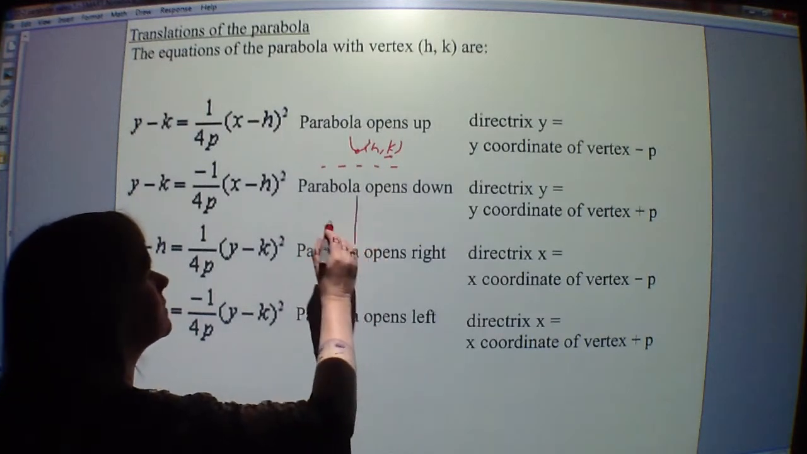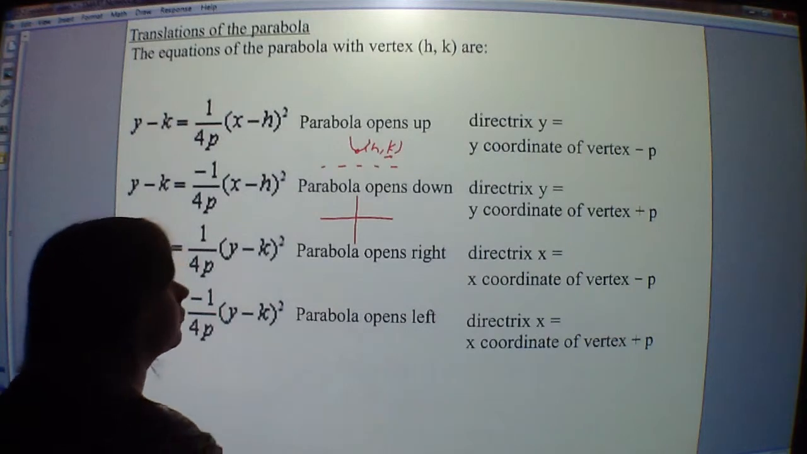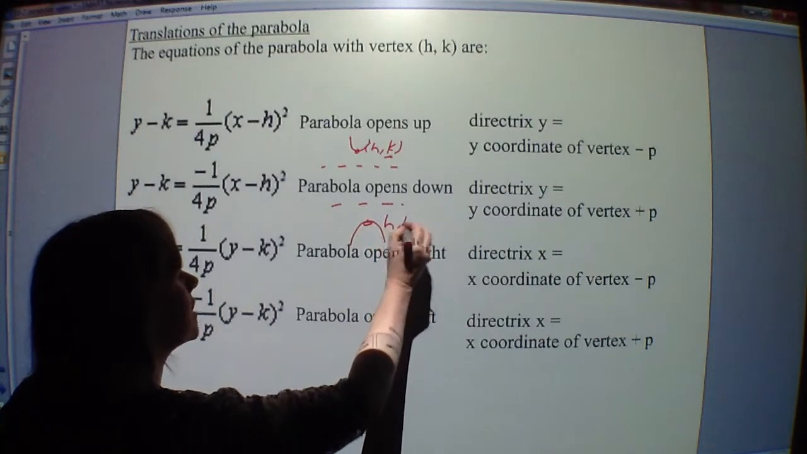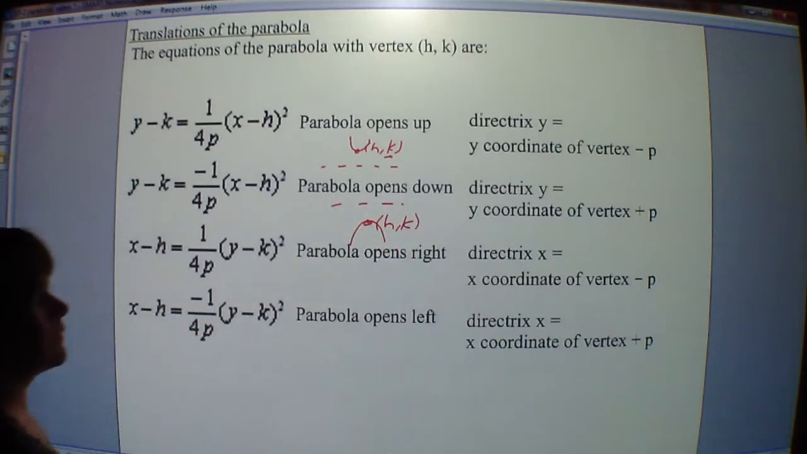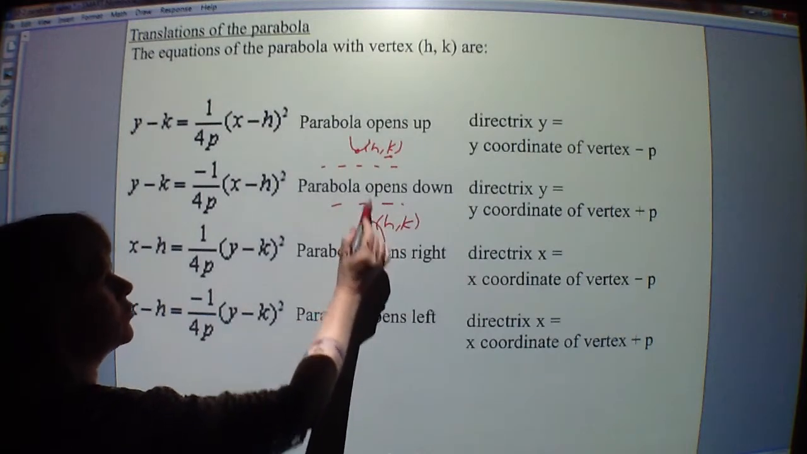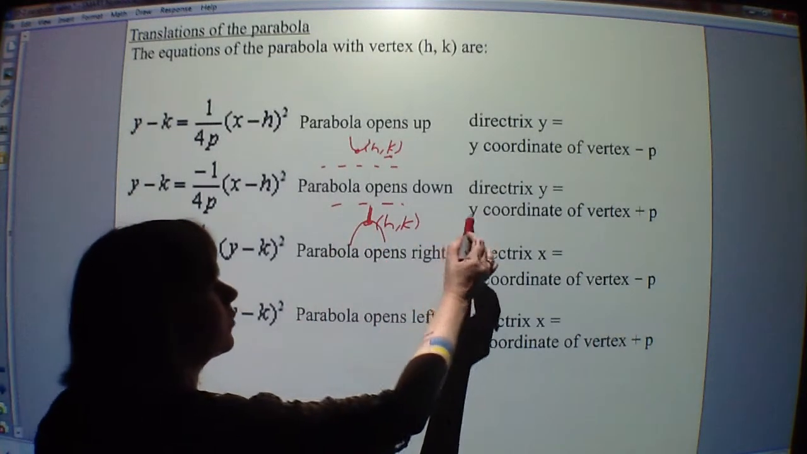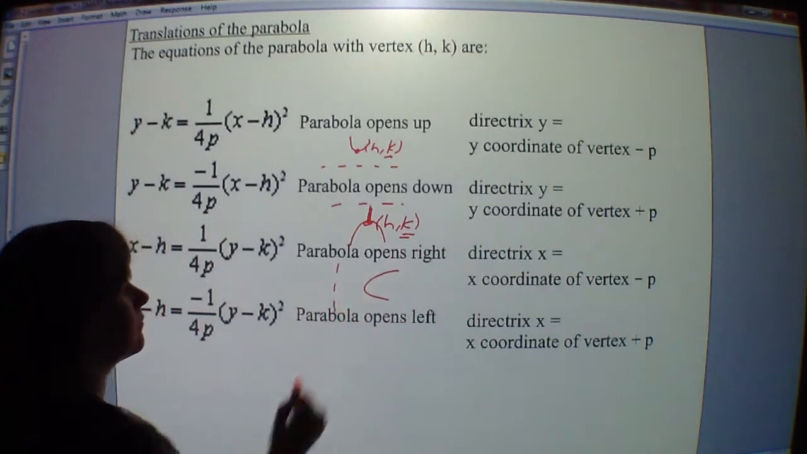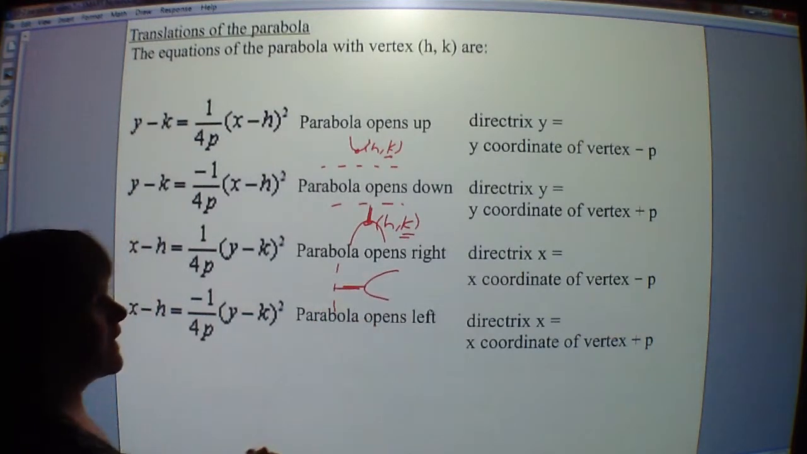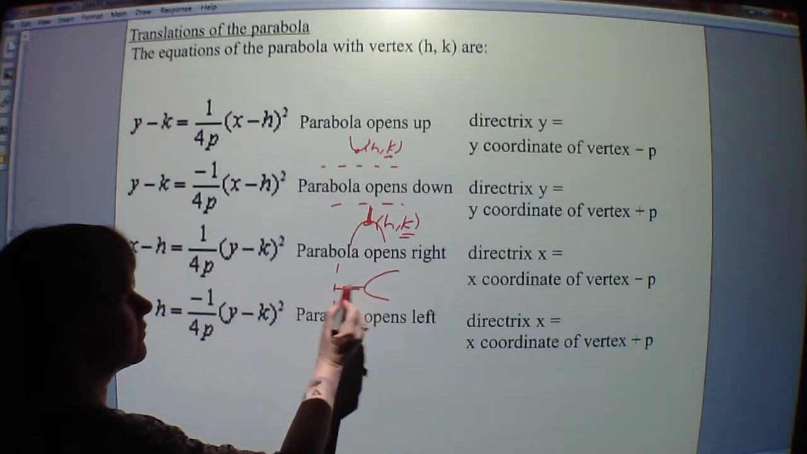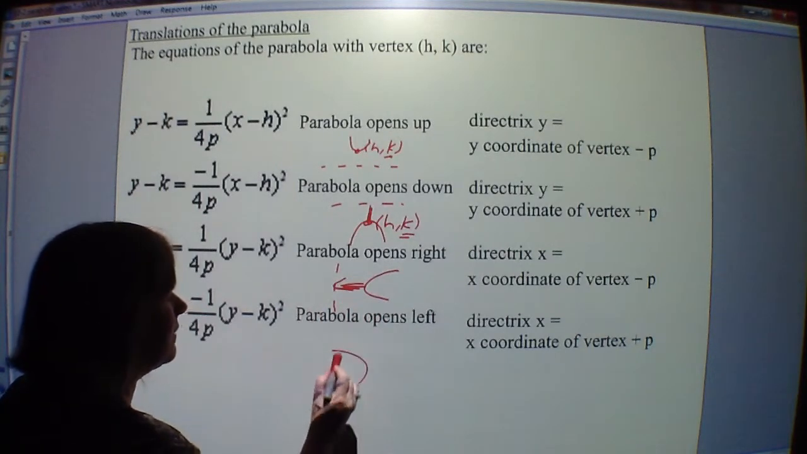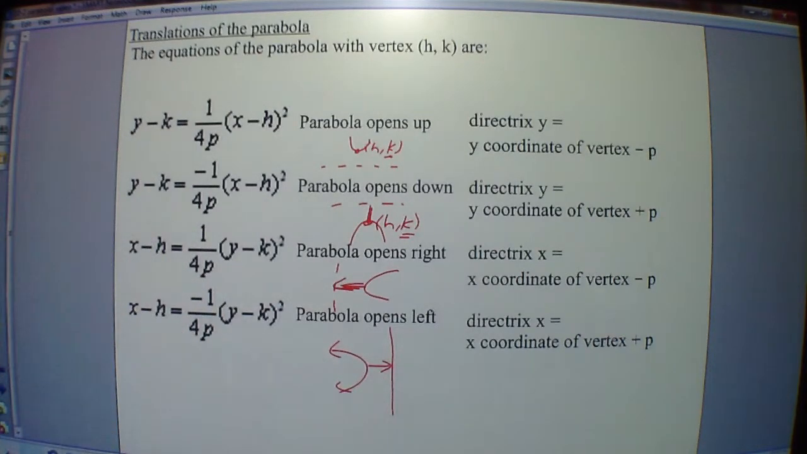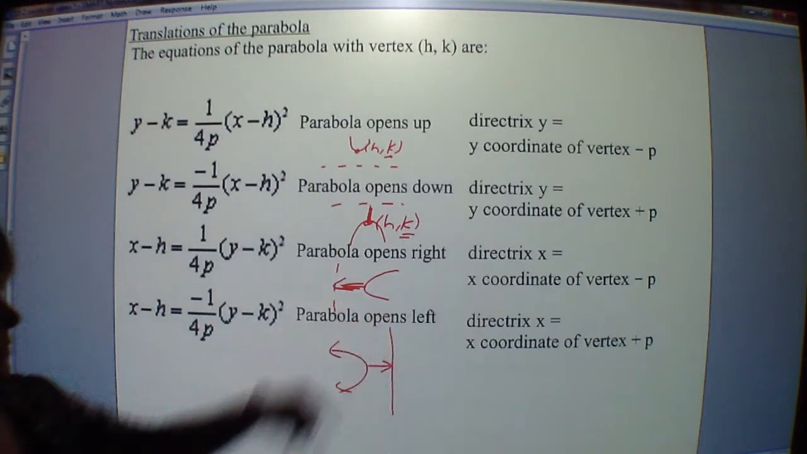If it opens downward, I'm not going to draw the x and y axis. If it opens downward, my vertex would be here. If this were my (h, k), from k I'm going p units up, and that's the directrix. So that's why the y-coordinate of the directrix is k plus p. If it opens to the right, it's my x-coordinate of the vertex minus p to get this way. And if it opens left, it's plus p, because I'm going to the right to get this line x equals.